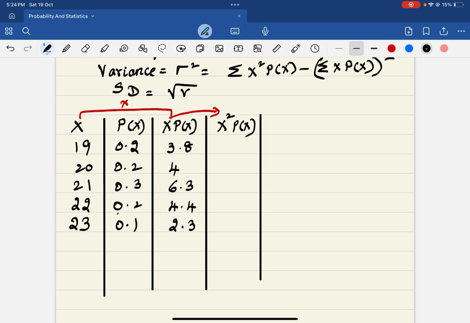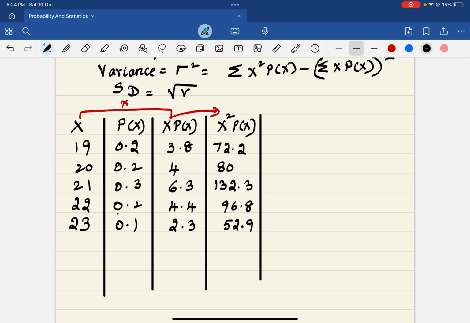So now let us multiply both of them. 19 into 3.8: 19 3s and then 19 8s is 72.2. Then 20 4s is 80. 21 6s are 120 plus 132.3. 22 4s are 88 plus 96.8. 23 2s is 46 plus 52.9. So these are the values of x square into p of x.